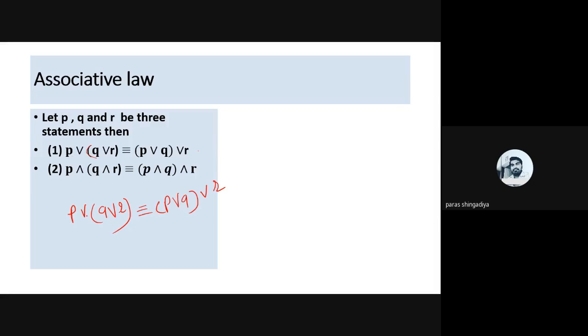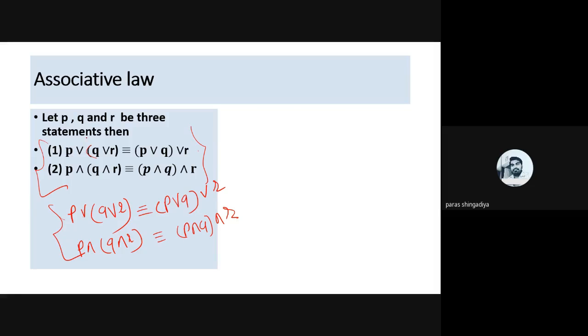That is logically equivalent. Now we are using the or operator in the first one, so use the and operator in the second one: P and (Q and R) is logically equivalent to (P and Q) and R. These are the associative law forms. P, Q, R are three statements, and they are also known as logical equivalent.